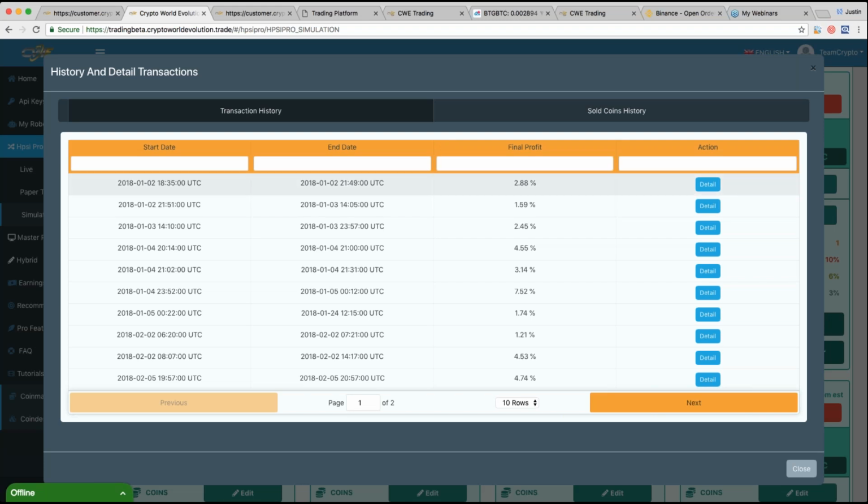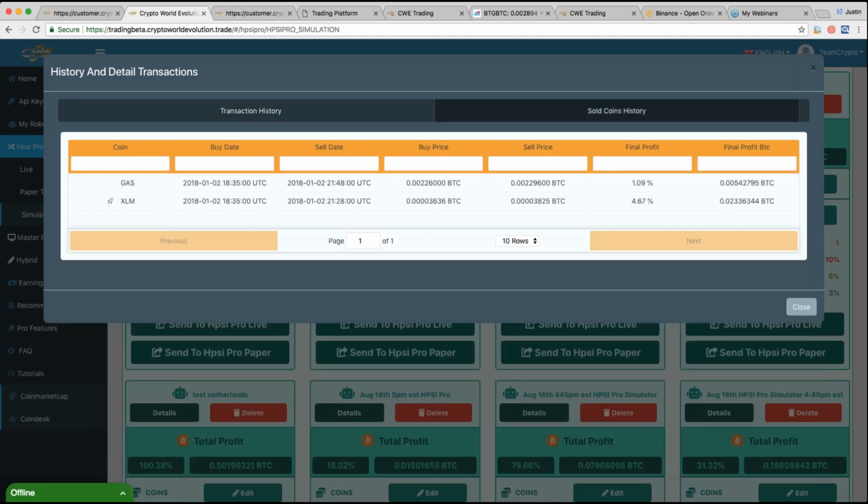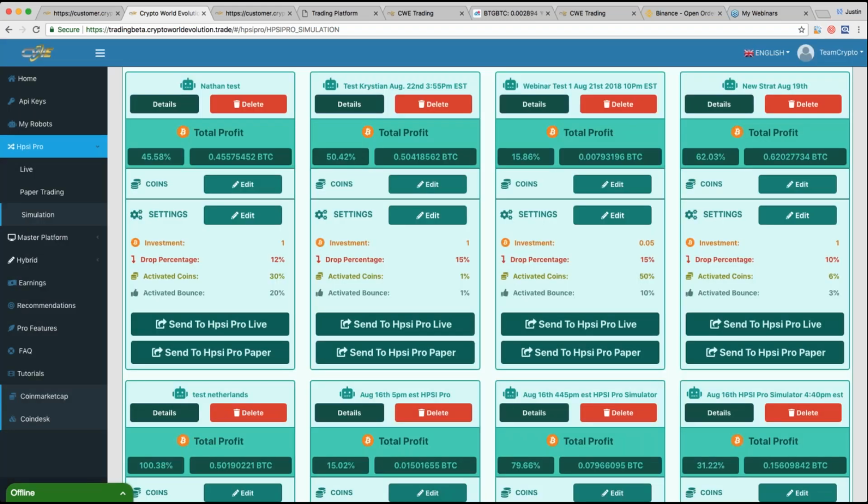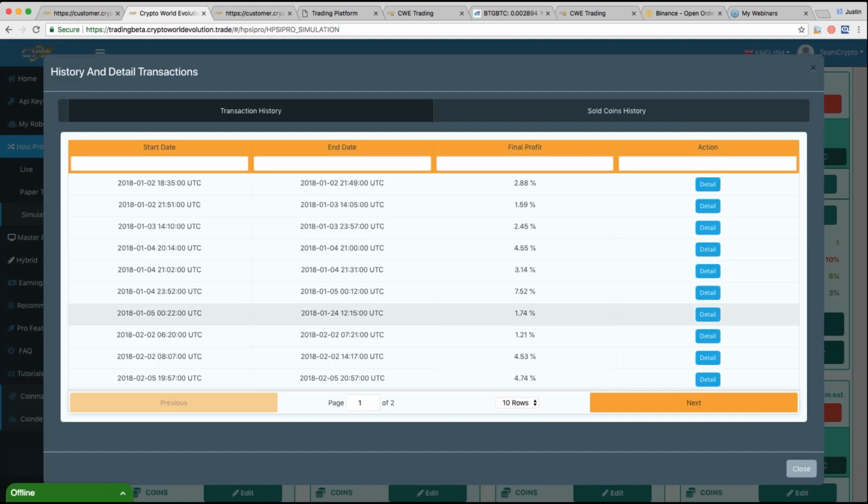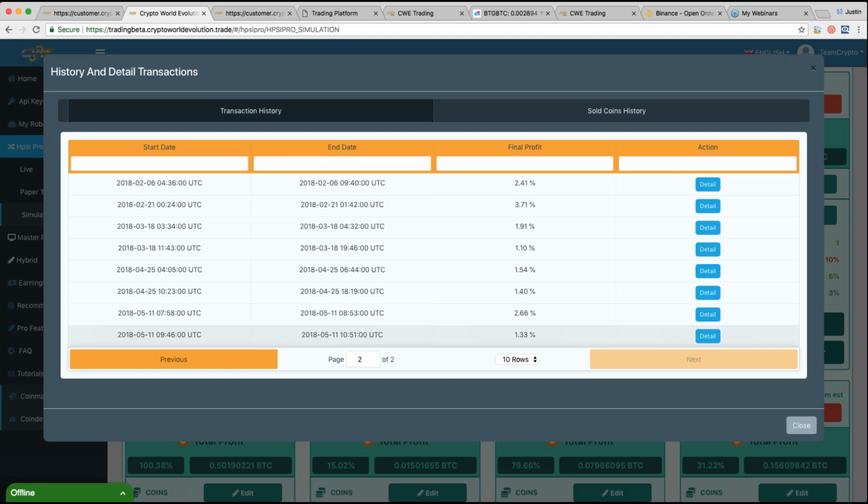So I can click on the details and go in here and say, oh, wow, on January 2nd of 2018, or February 1st, I think it's backwards, right? Or January 1st, you can see that it closed out a final profit on these days of 2.88%. Well, what did it buy? It bought 2 coins, okay? It bought gas and XLM. It closed out. That's what would have happened on those days. So you can go through here and see what exactly would have happened. And there's 2 pages of all profit during that time using that strategy.